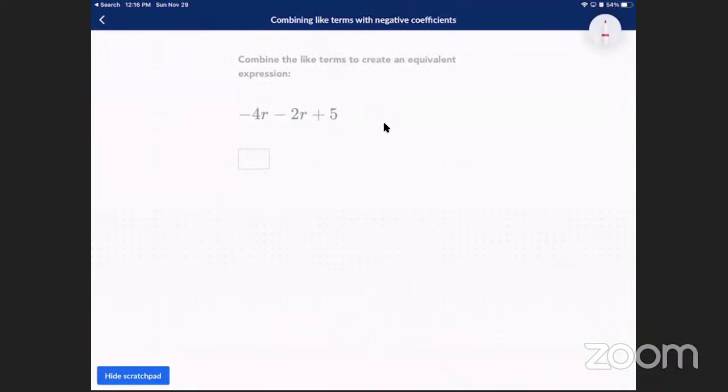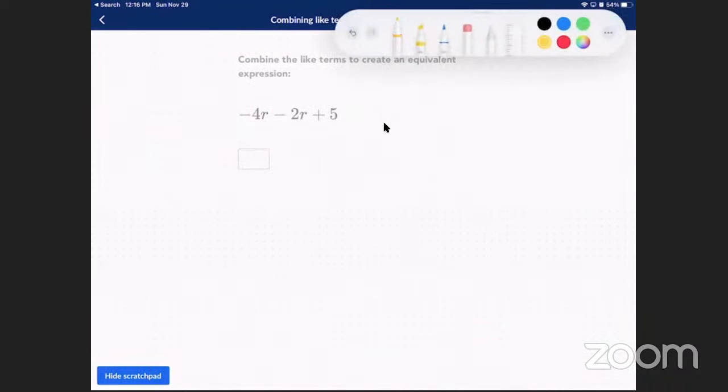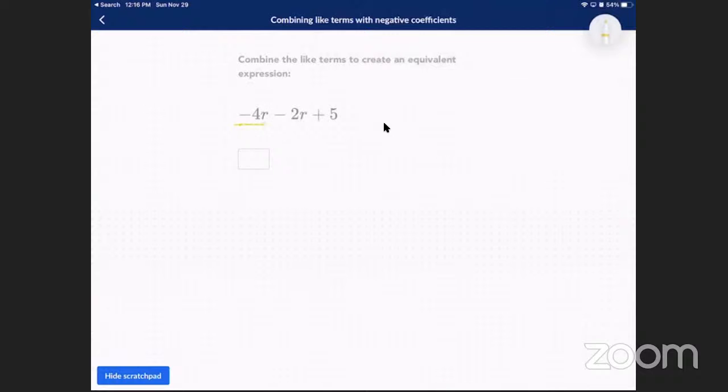Okay, the last one here we have negative 4r minus 2r plus 5. And it says combine like terms to create an equivalent expression. An equivalent expression is the same expression. So we're going to put negative 4r minus 2r plus 5 on this side, and we want to make another expression on this side which is equal to this one.